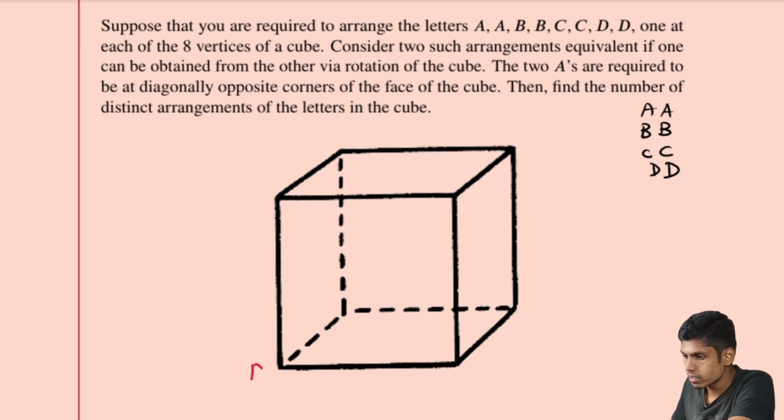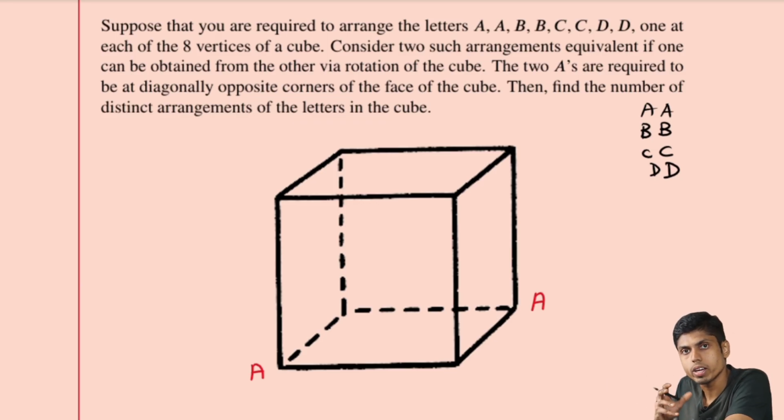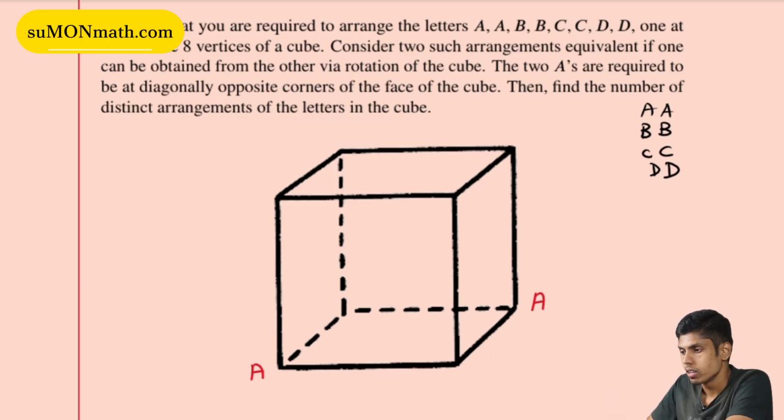So if one A occurs here, then the other A will occur here. So they both must lie on the same face. So it's in the bottom face in our assumption. And consider 2 arrangements equivalent if one can be obtained from the other through rotation. Find the number of distinct arrangements of letters possible on the cube.